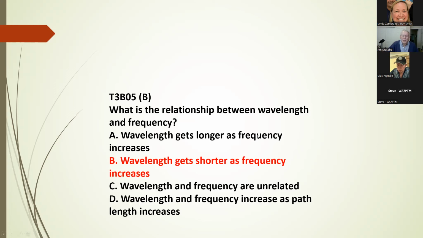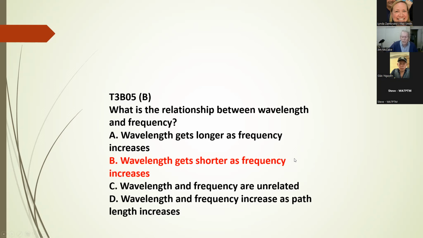What's the relationship between wavelength and frequency? Remember the little formula, 300 over wavelength or frequency. You can do two simple calculations. Think about 6 meters, 300 divided by 6 equals 50. So 6 meters is the wavelength. And if we go to 150, 300 over 150, 2 meters. So the wavelength gets shorter as the frequency increases.